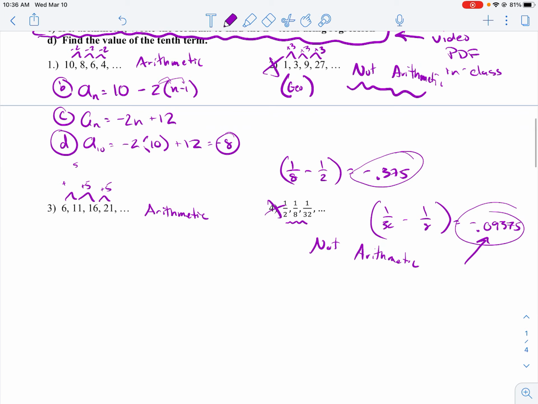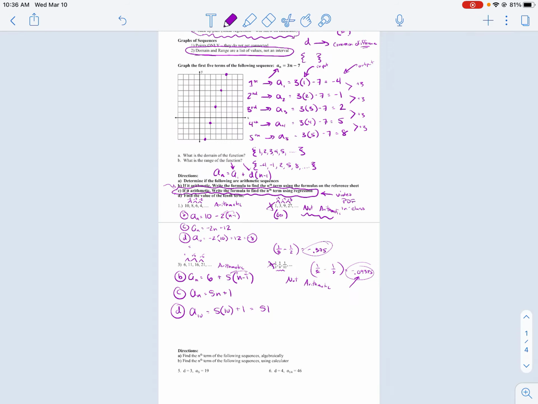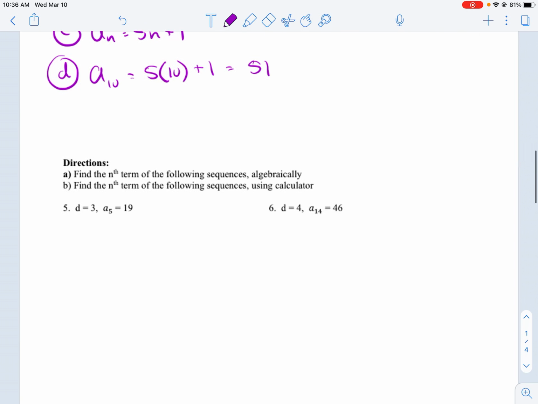So same thing, it's arithmetic. We know what our first term is, so 6 plus 5 times n minus 1. Using the calculator in regression, you will find that you end up getting 5n plus 1, which is just this formula simplified. And then a sub 10 is equal to 5 times 10 plus 1. So our 10th term in the series will be 51. Okay? Do 5 and 6, we'll call it a day here.